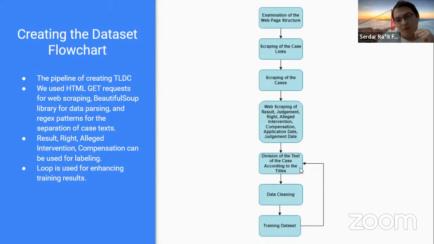And then you can see here a loop. The first step of the loop is division of the text of the case according to the titles. I will show you in another slide. And then the second step is data cleaning. The last step is training the dataset. The loop is used for enhancing training results.